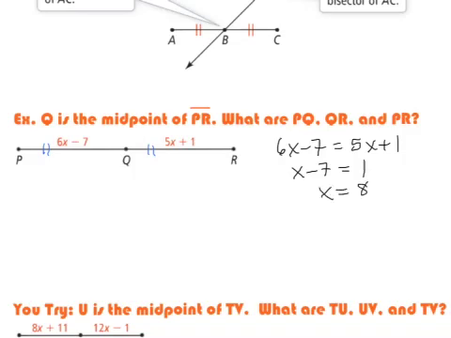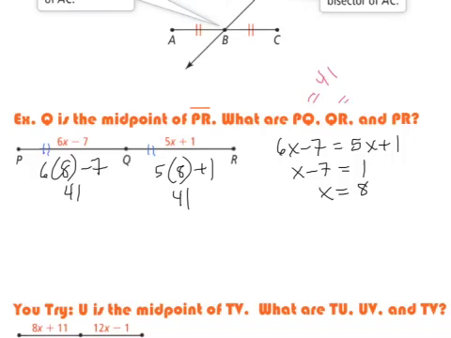Now knowing that, I can substitute it in, so 6 times 8 minus 7, I get 48 minus 7, so 41. 5 times 8 plus 1. 5 times 8 is 40, and 40 plus 1 is 41. And it's actually kind of silly that I did that twice because I knew that they were going to be congruent. But I guess I could just say that I was double checking my work. So now I know that the length of PQ is equal to 41. The length of QR is equal to 41. And the length of PR is equal to 41 plus 41, which is 82.